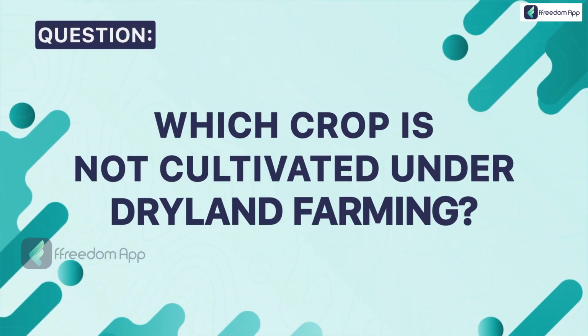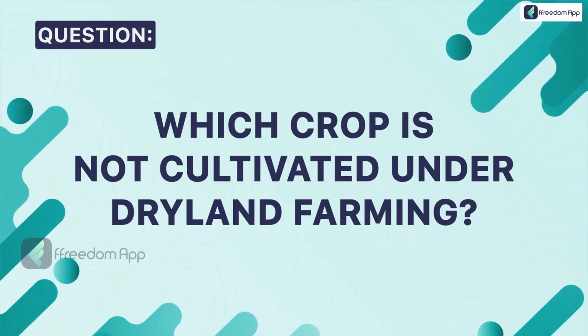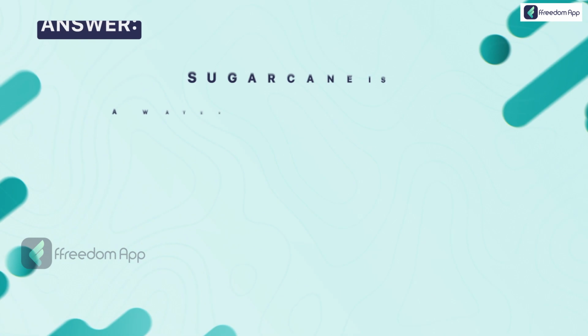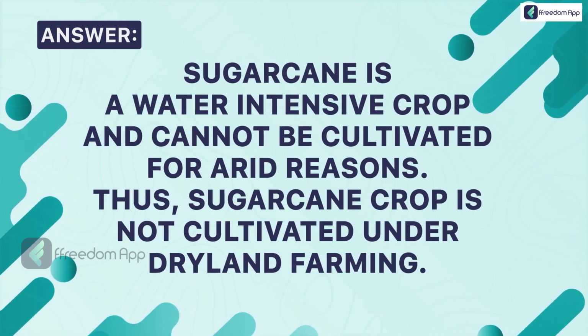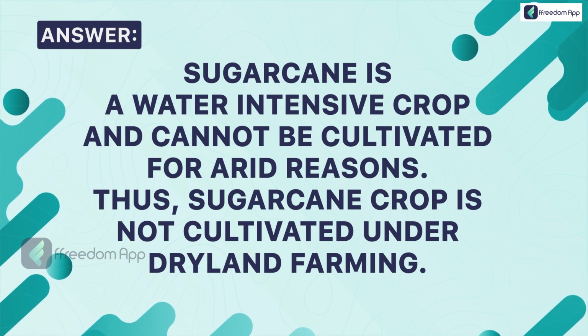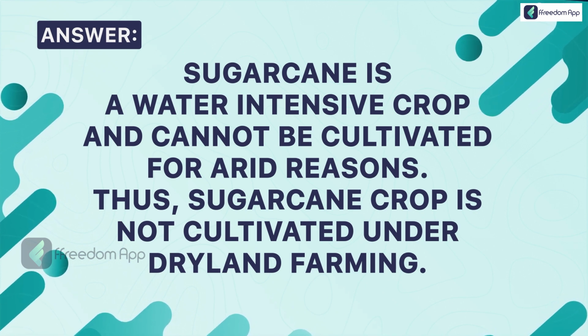Which crop is not cultivated under dryland farming? And the answer, can you guess it? Well, the answer is sugarcane. Sugarcane is a water-intensive crop and cannot be cultivated in arid regions. Thus, sugarcane crop is not cultivated under dryland farming.